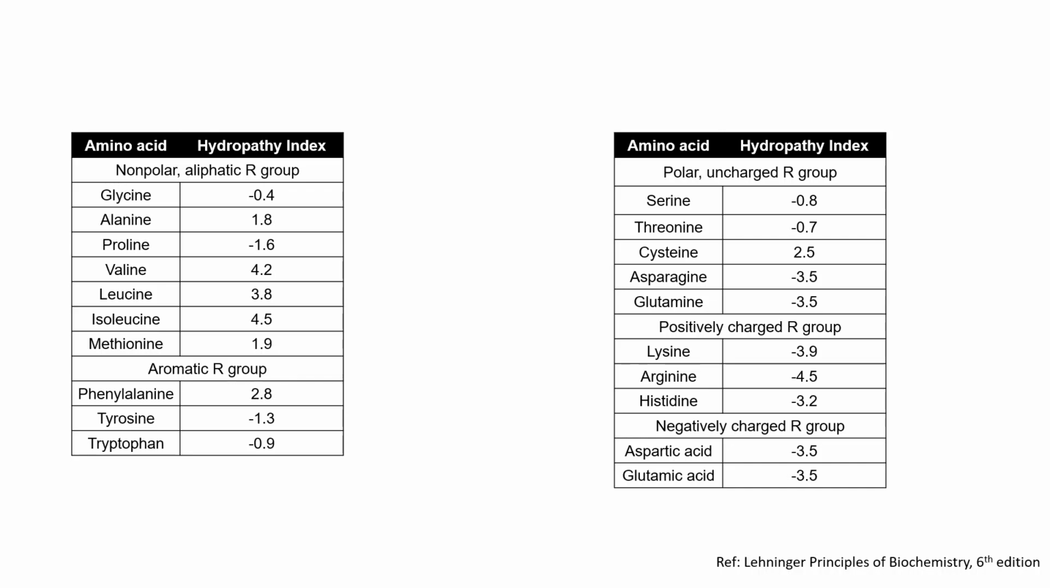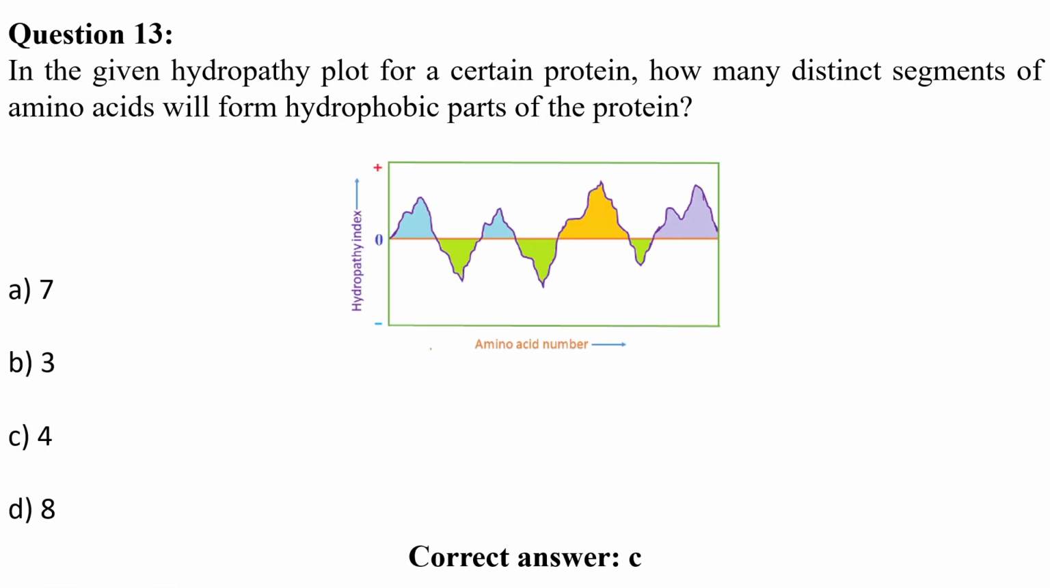Okay, other than that, if you see all the other polar groups, most of them have a negative hydropathy index, because the charged groups are highly hydrophilic and they show a negative hydropathy index. So you can see the 4 sections that are above the axis, that have the positive hydropathy index, are showing the hydrophobic parts of the protein. The 3 parts that are below the axis are showing the hydrophilic parts of the protein.